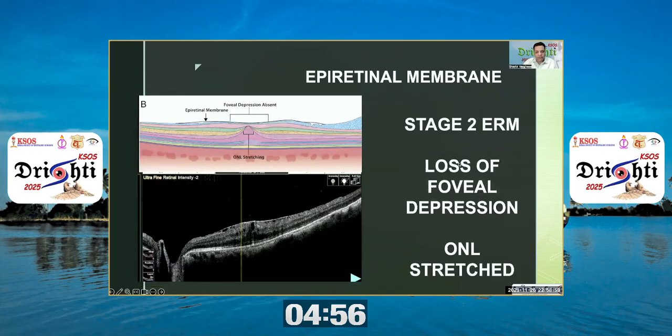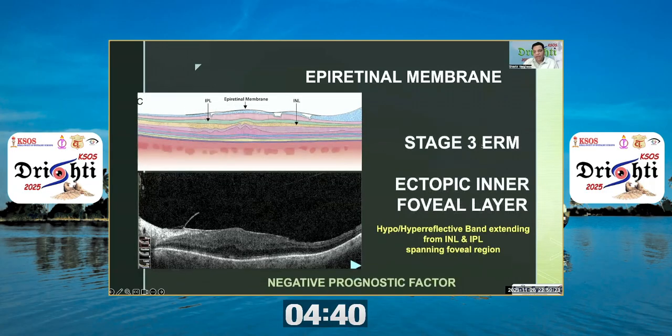In a stage 2 ERM, there will be loss of the foveal depression, and you can see the outer nuclear layer will appear slightly stretched over there. Most of these patients are still asymptomatic in this stage, and few of them will have these cystoid spaces. And then we have a stage 3 epiretinal membrane.